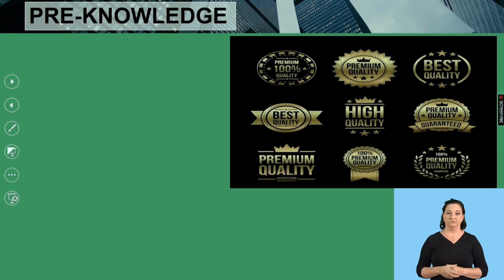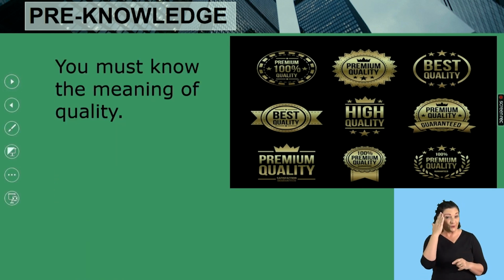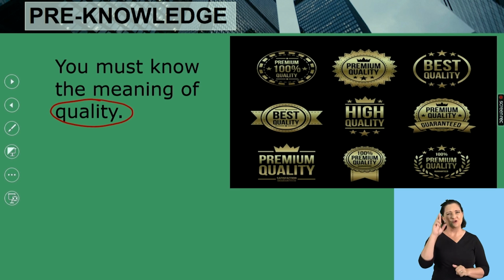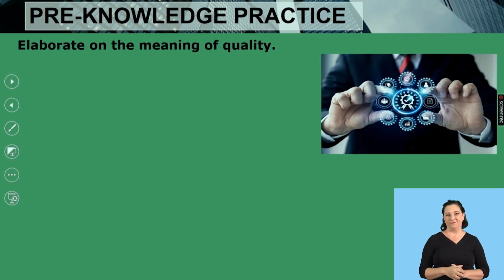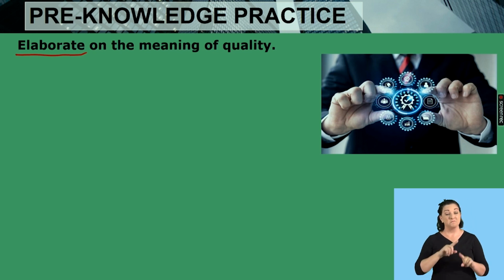The pre-knowledge question for today, as you can see from the picture, states that everything that you see here is of quality. What you need to know is the meaning of quality. Remember when the lesson started, I asked you what makes something of quality, or what makes you say that something is quality. So it brings me to the pre-knowledge practice to elaborate on the meaning of quality. Remember, when the question asks you to elaborate, it simply means that you must give a detailed explanation of what you are saying.